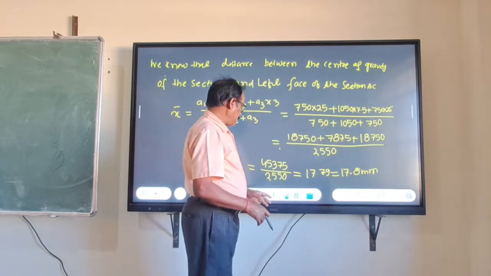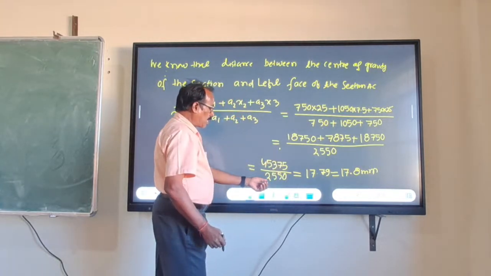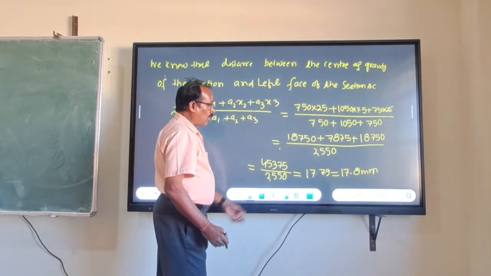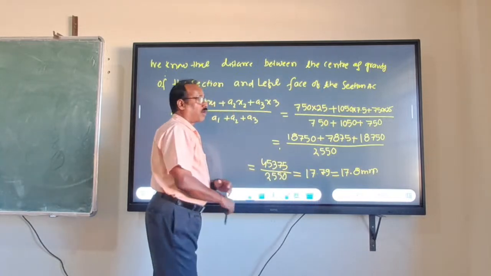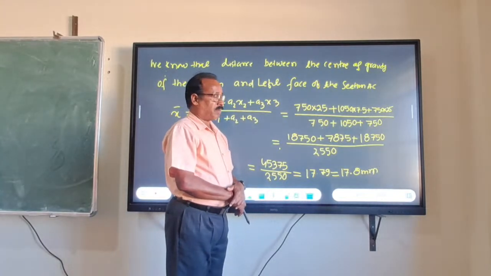Adding this, we have 45375 divided by 2550 is equal to 17.79, is equal to 17.8 mm.